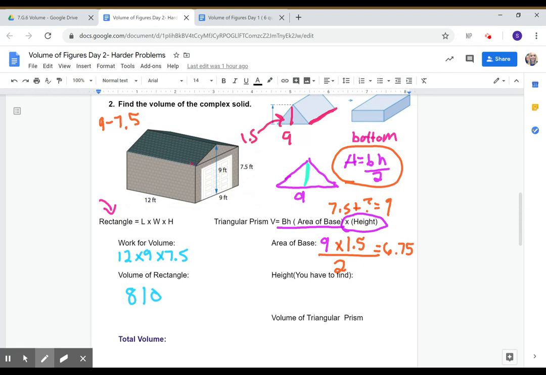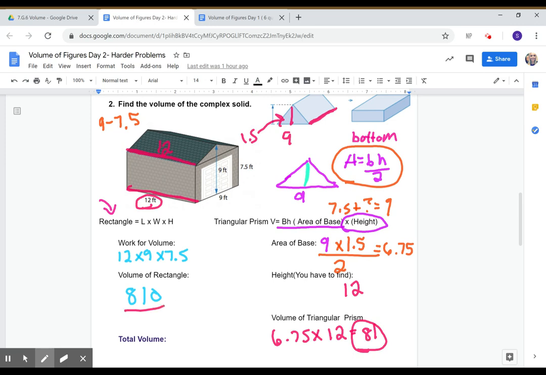So if I look off to the side, here's the piece that I'm trying to find. This is going to be my height piece. It's not the 1.5 and it's not 9. If I look at this piece, it is parallel to the piece on the bottom. So if this is 12, I know my height is also 12. So now I want to multiply these. 6.75 times 12 gives me 81. And now I found the volume of the triangle, or the roof.